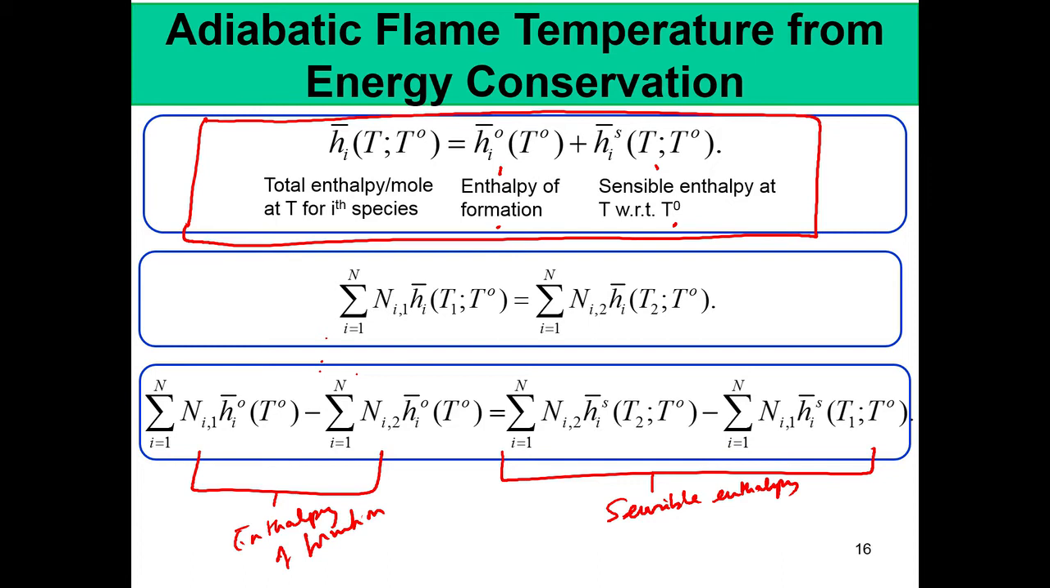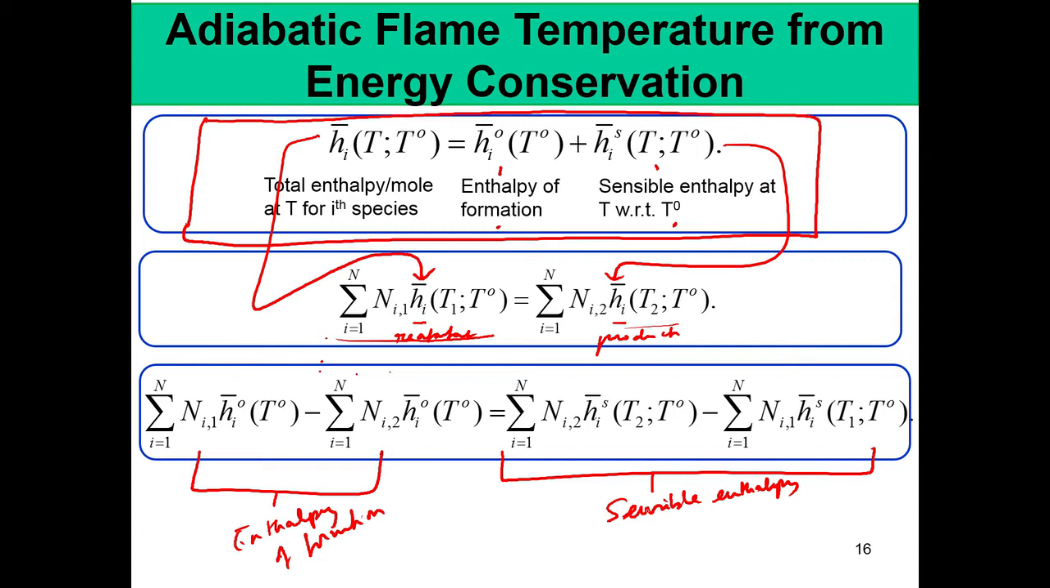So, this is the total enthalpy of the reactants, and this is the total enthalpy of the products. You can use this one to substitute here and substitute here. Then on the left hand side you have the enthalpy of formation of the reactants plus the sensible enthalpy of the reactants, and the enthalpy of formation of the products plus the sensible enthalpy of the products. Now, what we have done in this step is collect the enthalpy of formation of the reactants and the products on the left hand side, and the sensible enthalpy of the reactants and the products on the right hand side. Now, if this is a combustion reaction, the enthalpy of formation of the reactants is much higher.